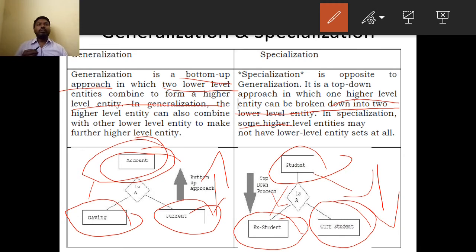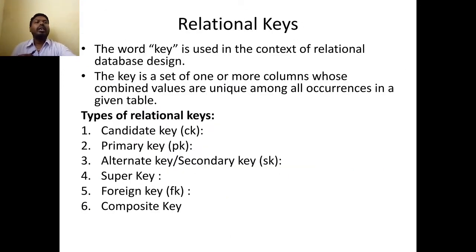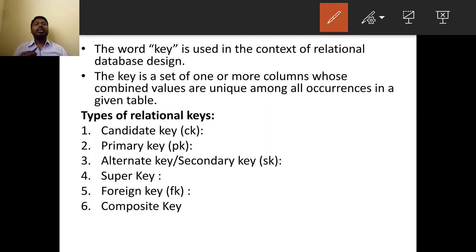So put simply, what is generalization? There are two main important points you have to write. Generalization means a bottom-up approach, where two lower level entities combine to form a higher level entity. Specialization means, again, two important points. It is a top-down approach, and the higher level entity can be broken down into two lower level entities. Understand? Next, relational keys.